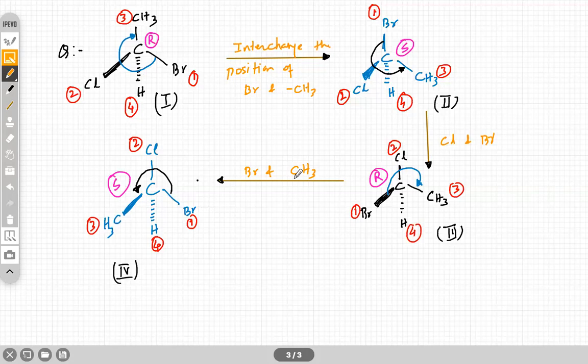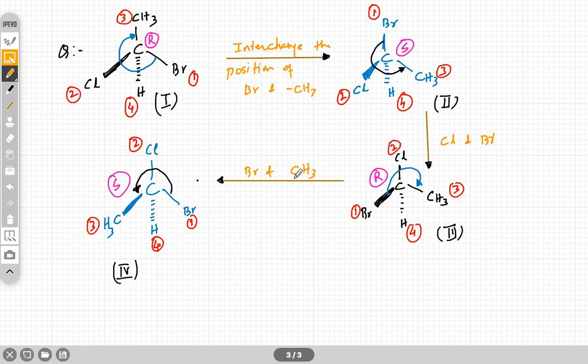So what we can say here, that if one pair of exchange is there and 3 pair of exchange is there, the configuration changes from R to S. Is it right? Can we say that? One pair of exchange or 3 pair of exchange, then configuration changes from R to S. Okay. So how we can generalize this?